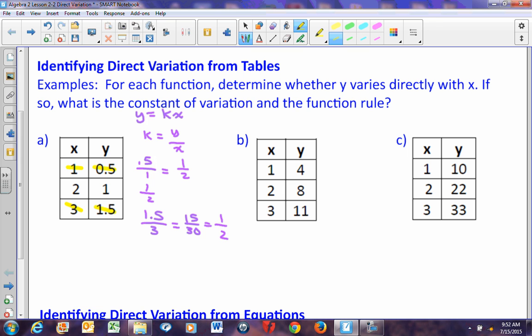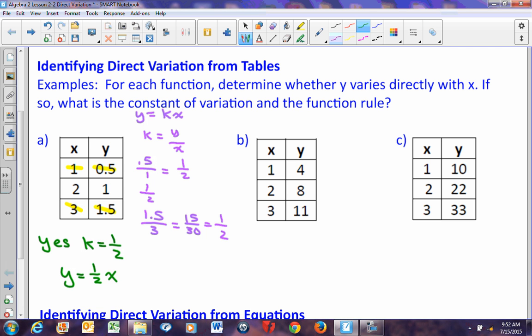This is a direct variation equation, so we can say yes, it's a direct variation equation. The constant of variation is 1/2, and therefore the equation of variation is y equals 1/2 x, or y equals 0.5x. It really doesn't matter if you put it as a fraction or a decimal. Let's look at the second one.